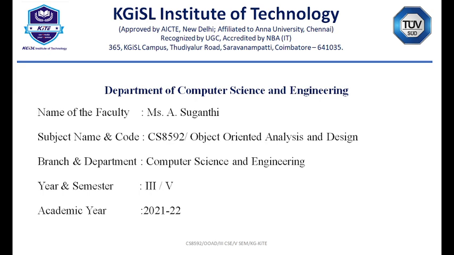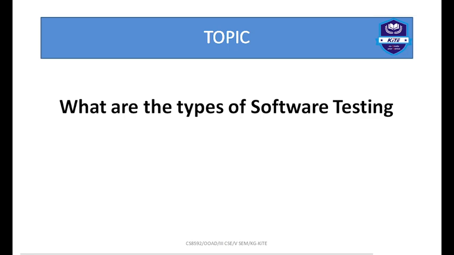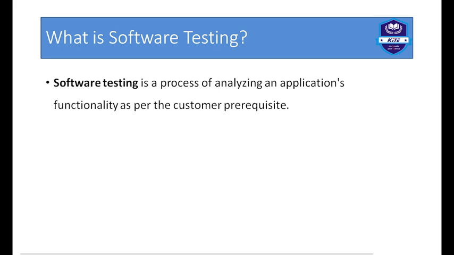Good morning, students. Today we are going to discuss the types of software testing. First of all, what is software testing? Software testing is a process of testing the software functionality, whether it meets the customer requirement or not. So, that is about software testing.